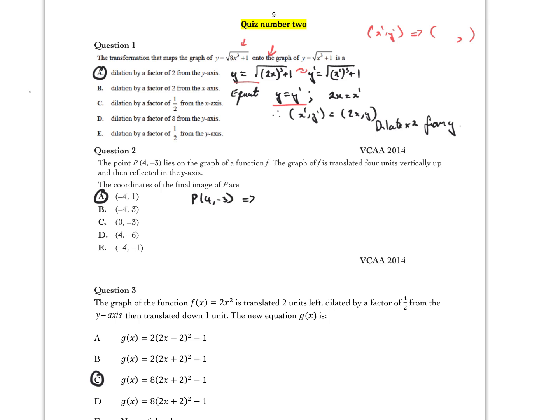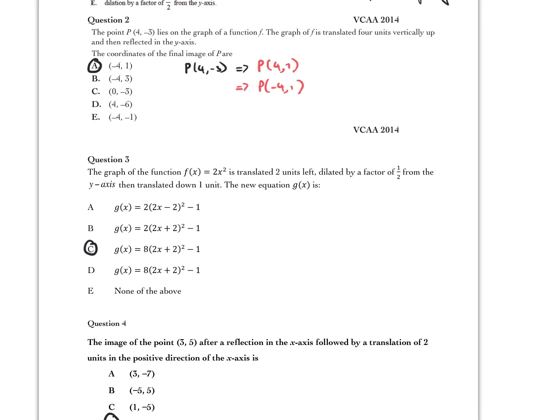Flowing on, the point (4, -3) lies on the graph and it has some transformations applied to it. So the point (4, -3) is translated 4 units vertically up, which means we add 4 to the y value. So that becomes (4, 1). And then we reflect it in the y-axis. So if we reflect in the y-axis, it means my x-coordinate changes. So then that becomes the point (-4, 1), which is A.